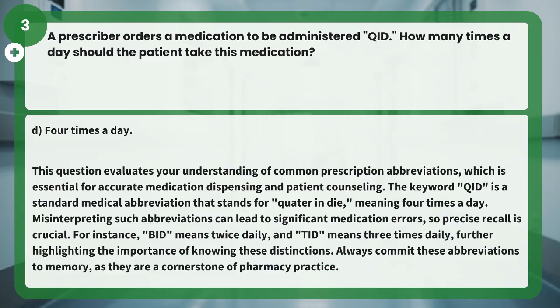Misinterpreting such abbreviations can lead to significant medication errors, so precise recall is crucial. For instance, BID means twice daily and TID means 3 times daily, further highlighting the importance of knowing these distinctions. Always commit these abbreviations to memory, as they are a cornerstone of pharmacy practice.